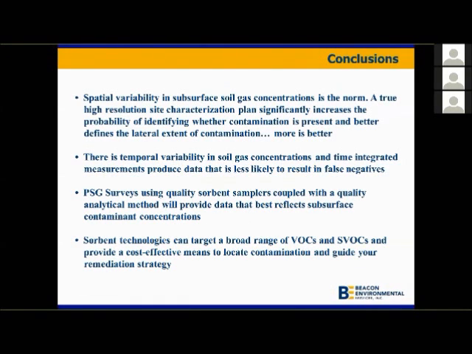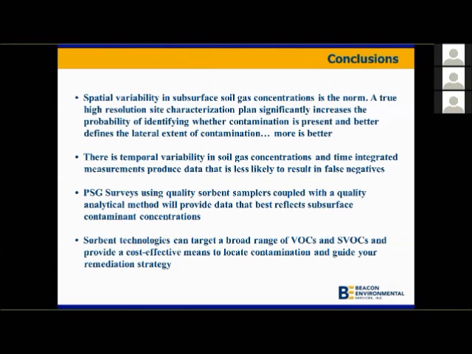So in conclusion, spatial variability of subsurface contamination is the norm, and that's what we've seen for over 20 years of doing thousands of soil gas surveys. And high-resolution sampling strategies will significantly increase the probability of not only identifying the presence of contamination, but determining where the center of mass is located, so remediation efforts will be more effective.